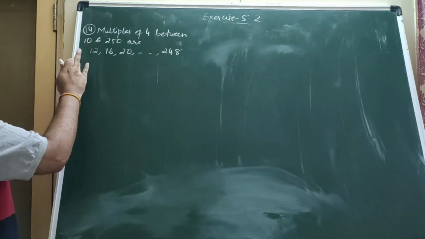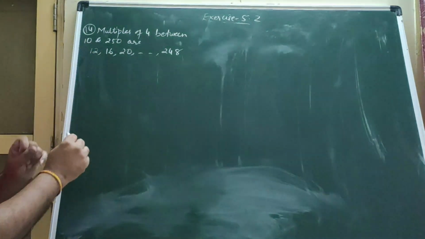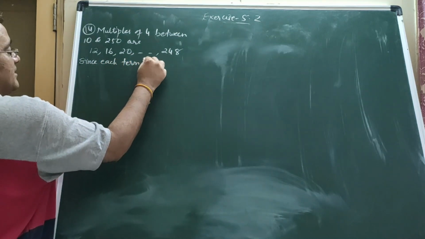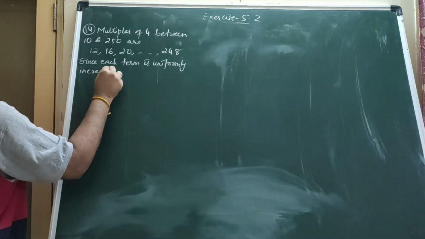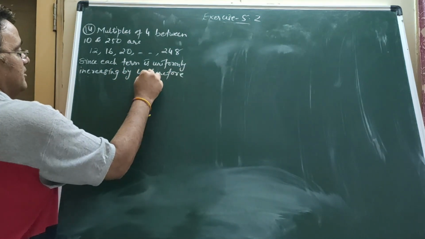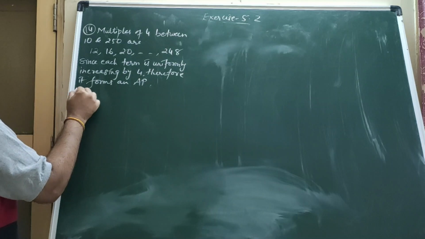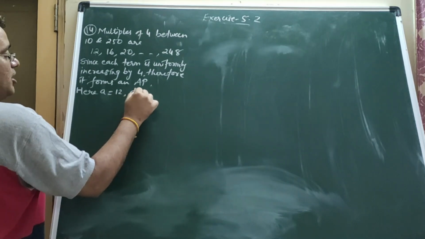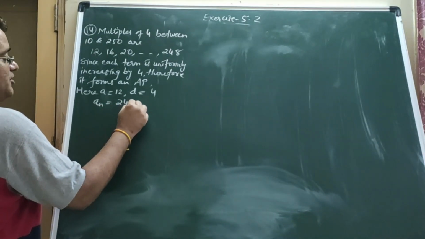So here again we can't use AP directly जब तक कि हम लोग ये क्लेम ना करें कि ये AP फॉर्म कर रहा है. So we have to write since each term is uniformly increasing by 4, therefore it forms an AP. अब AP का फॉर्मूला हम लोग यूज कर सकते हैं. So what is the first term? 12. Common difference 4, increasing है तो plus 4 है, and let the last term is equals to 248.